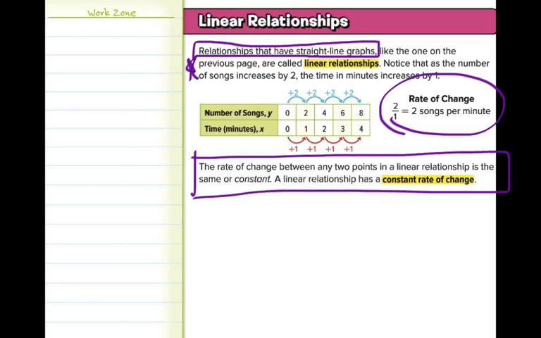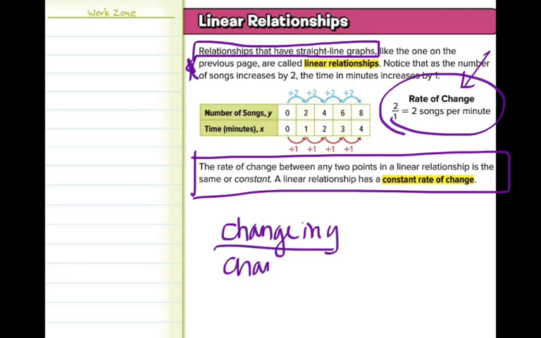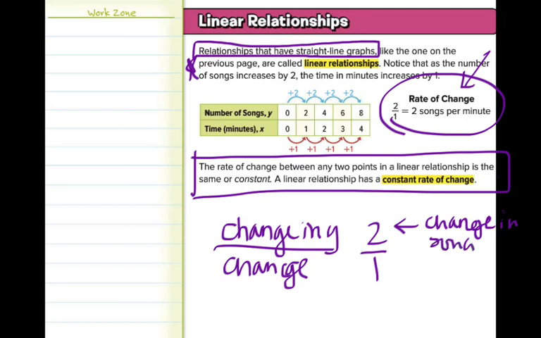Okay, and if we go back to what is stated right here, just a couple things. We always write the change in the Y over the change in the X. If you see the way they wrote that 2 over 1, this was the change in songs over the change in minutes. And you write that as a fraction. It's a ratio. It's a rate.